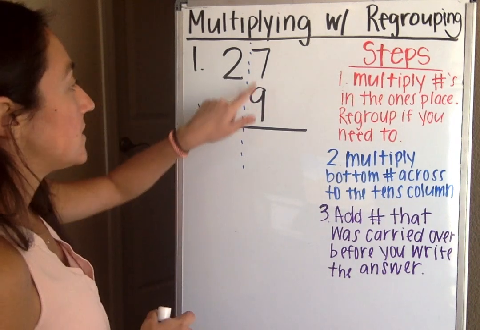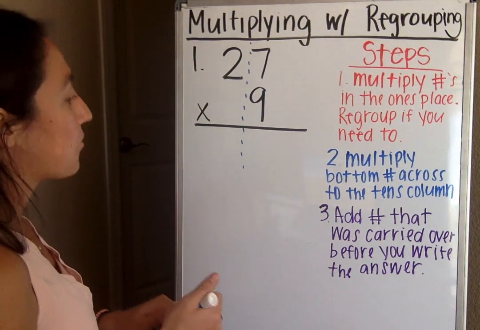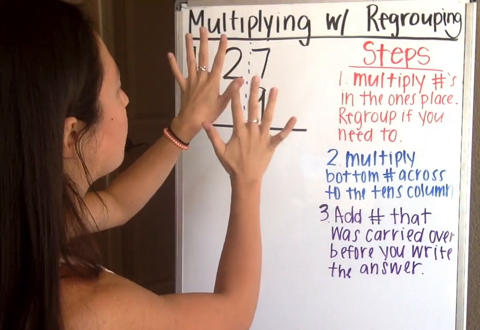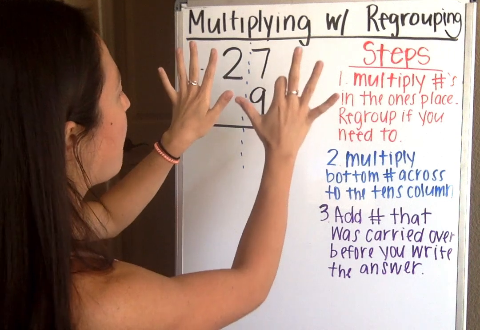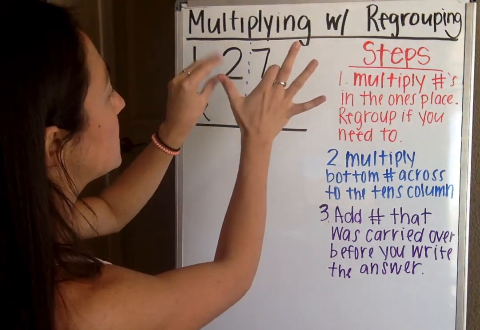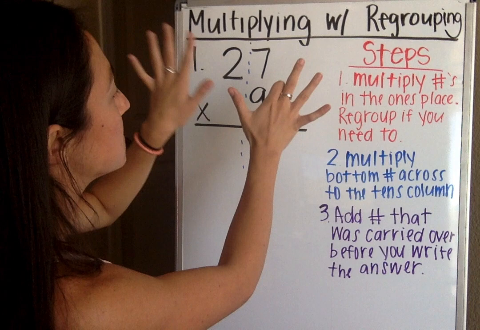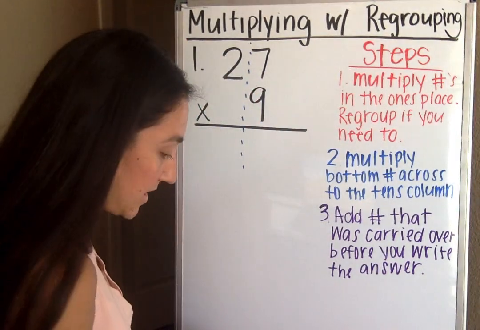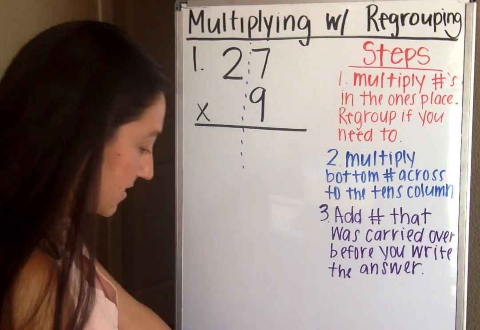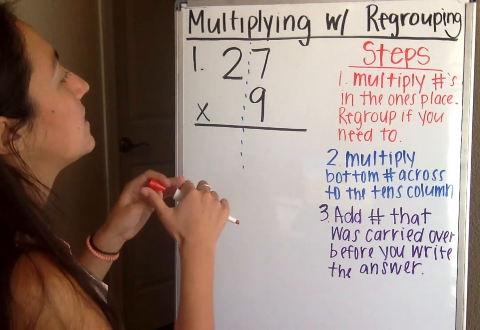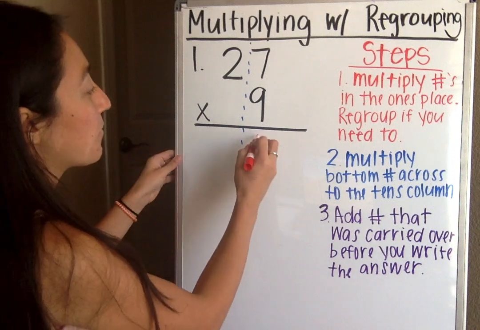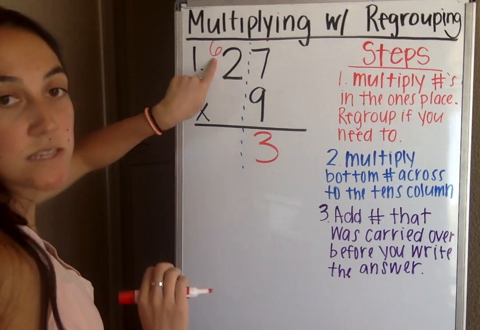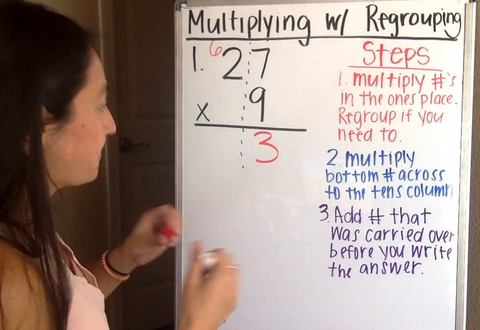So 9 times 7 is 63. If you needed to use your 9s trick, you go 1, 2, 3, 4, 5, 6, 7. I put that finger down. I have 6 fingers before my finger was put down, so that would be a 6, and then after my finger is 3, so that makes my number 63. So that's the first step I have here. So again, the number is 63. I put the 3 in the ones column, and I carry over my 6 to regroup it.